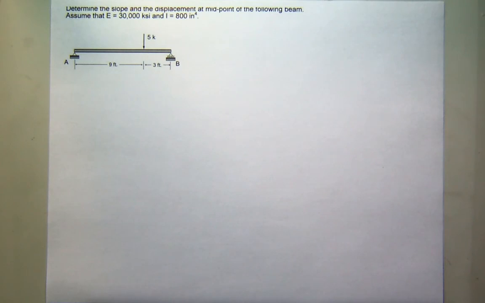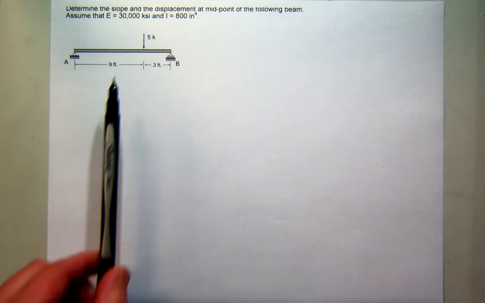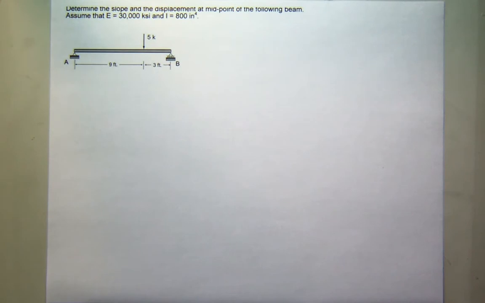Okay, here's another example that we're going to apply conjugate beam to. Let's talk about the problem for just a second. It's a simple supported beam. You'll notice the load, 5 kips, is set off to one side, and it wants to determine the slope and displacement at the midpoint, which will be right here in the middle. So, what's the first step? We need to find the moment diagram.